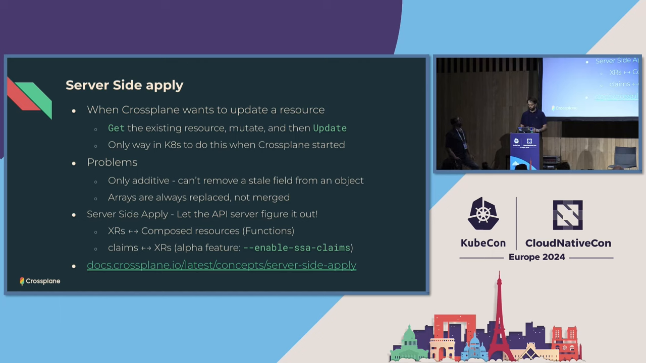So the Kubernetes solution to that is server-side apply. Let the API server figure it out for you. We already used server-side apply between composite resource and composed resources for compositions using functions. And now we also have that capability between claims, so composite resource claims and composite resources. You can enable that with an alpha flag right now, enable SSA claims, but it's going to be promoted probably really soon.